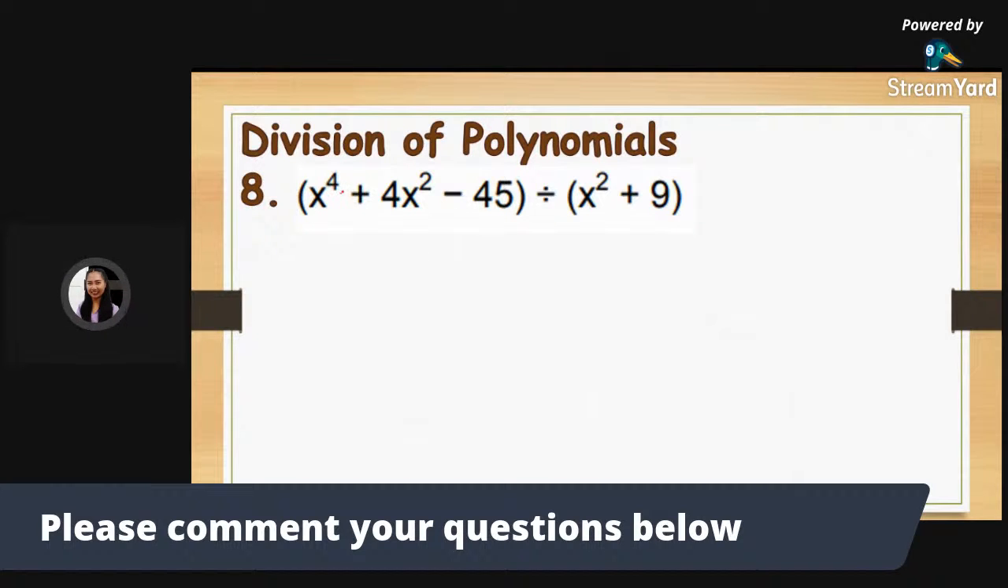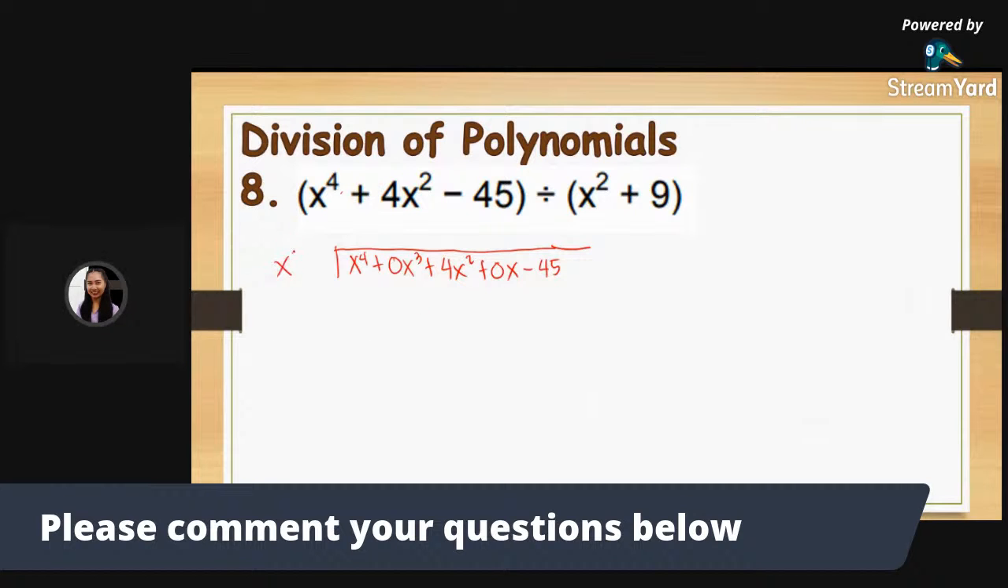So we have x to the fourth, but we don't have x cubed. We only have x squared, but we don't have that variable x. Okay, so first thing in doing long division is you have to arrange them. Okay, 1x to the fourth plus, since we don't have x cubed, that will be 0x cubed plus 4x squared plus 0x minus 45.